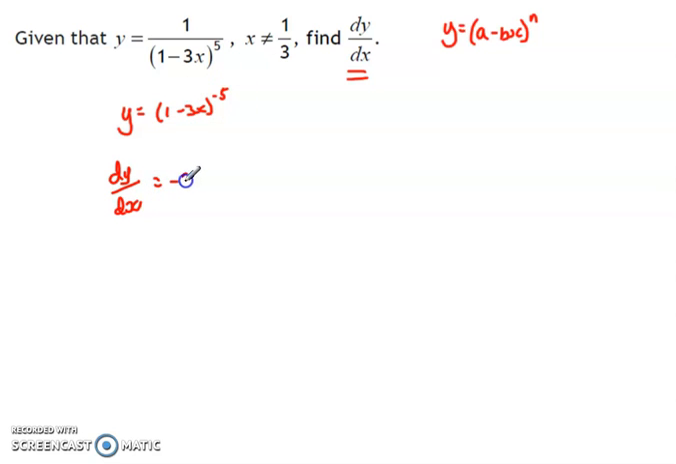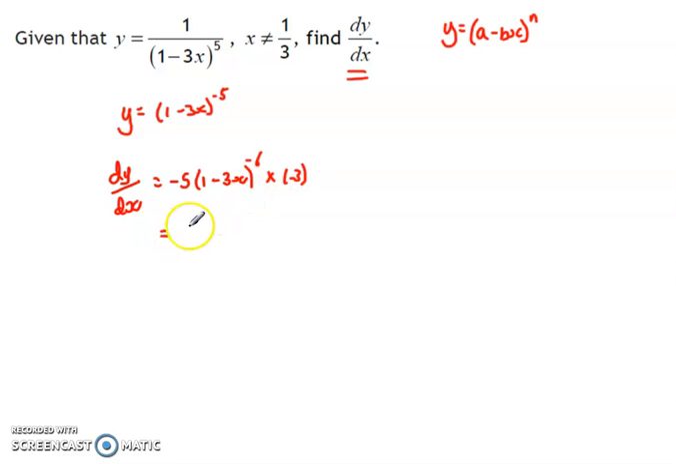So finding dy by dx using the chain rule, what we do, bring the power down, so we get negative 5. Keep the bracket as it is, 1 minus 3x. We then reduce the power by 1, so it's at negative 5, so taking 1 off of that moves it to negative 6. What we then do is multiply by the derivative of what's inside the bracket. Now inside the bracket is 1 minus 3x. Derivative of that, the 1 goes to 0, and the minus 3x just simply goes to minus 3.